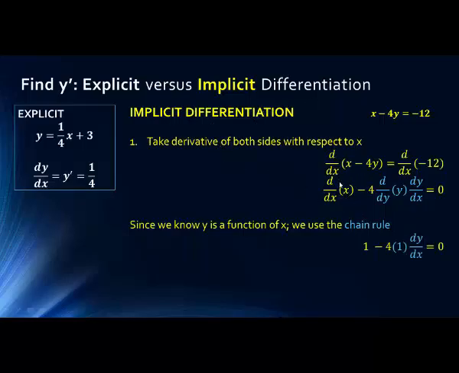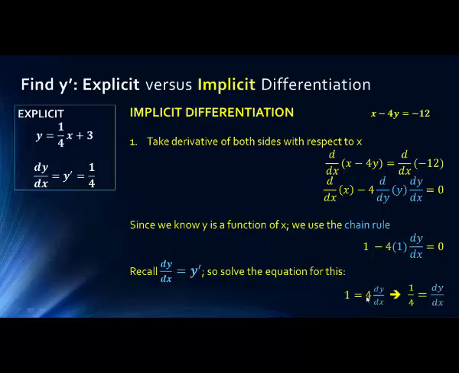So when we solve this, the derivative of x is 1, minus 4. The derivative with respect to y is also 1, so it's just the same thing here. And then we have dy dx. What we do then, once we've simplified this, is simply solve for dy dx, because that's what we're looking for. We're looking for the derivative of y with respect to x.